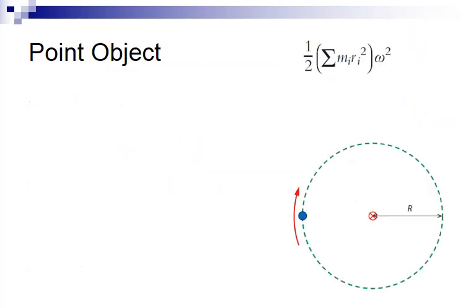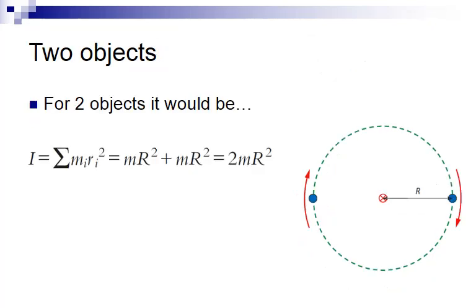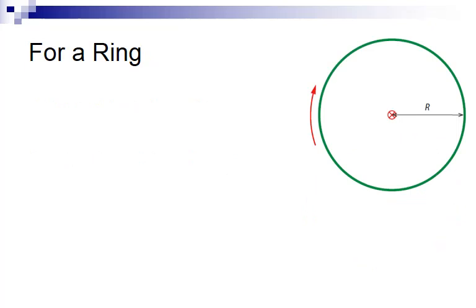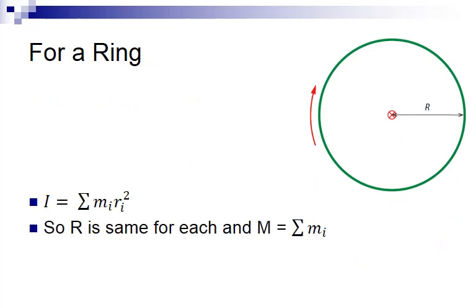And if we look at different objects, for instance, one point object, we're just looking at the mass itself and then the radius squared for the middle. For two objects, we have 2mr squared. We have this mass and this mass, and we look at the radius and the mass, and that's the moment of inertia there. For a ring, we look at the entire mass, capital M, the entire mass of the ring times radius squared. And again, the more mass you have, the more moment of inertia. The greater the radius, the more moment of inertia.